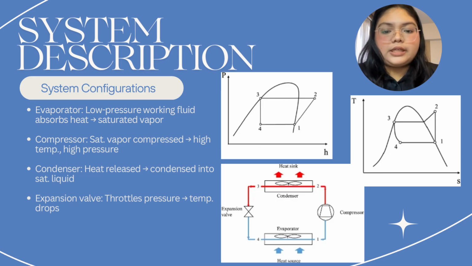Next, I'll describe the system. Working fluid at low pressure is heated and vaporized by heat supplied at the evaporator, and it leaves the evaporator as saturated vapor, as seen in state 1. It is then compressed by the compressor to high pressure and high temperature, as seen at state 2. The fluid is then condensed in the condenser by releasing heat to a heat sink, which cools and turns the working fluid into saturated liquid at state 3. Then the saturated liquid leaving the condenser enters the expansion valve, where its pressure is lowered and its temperature drops before entering the evaporator and starting a new cycle.